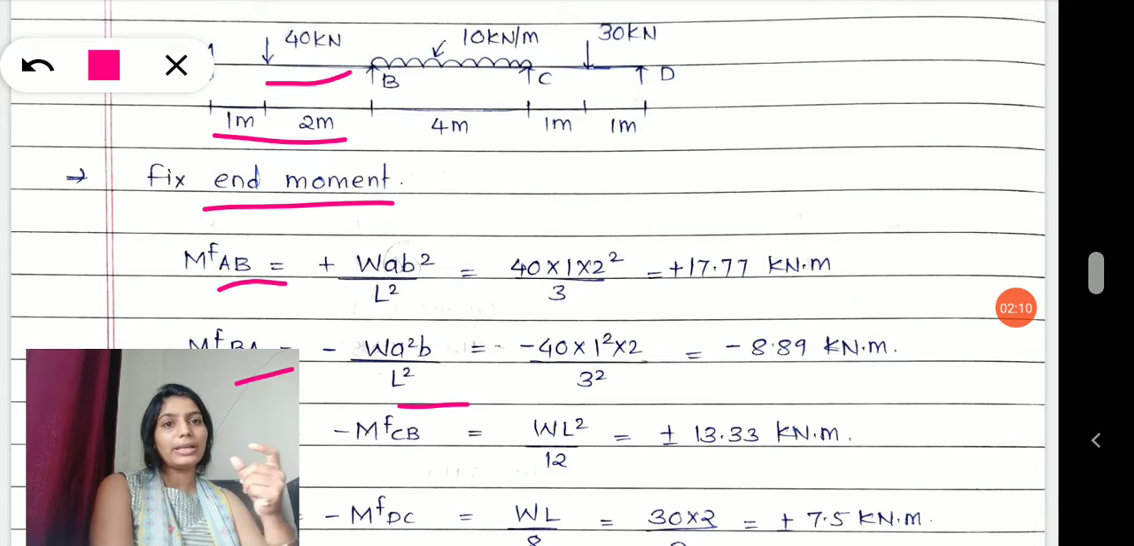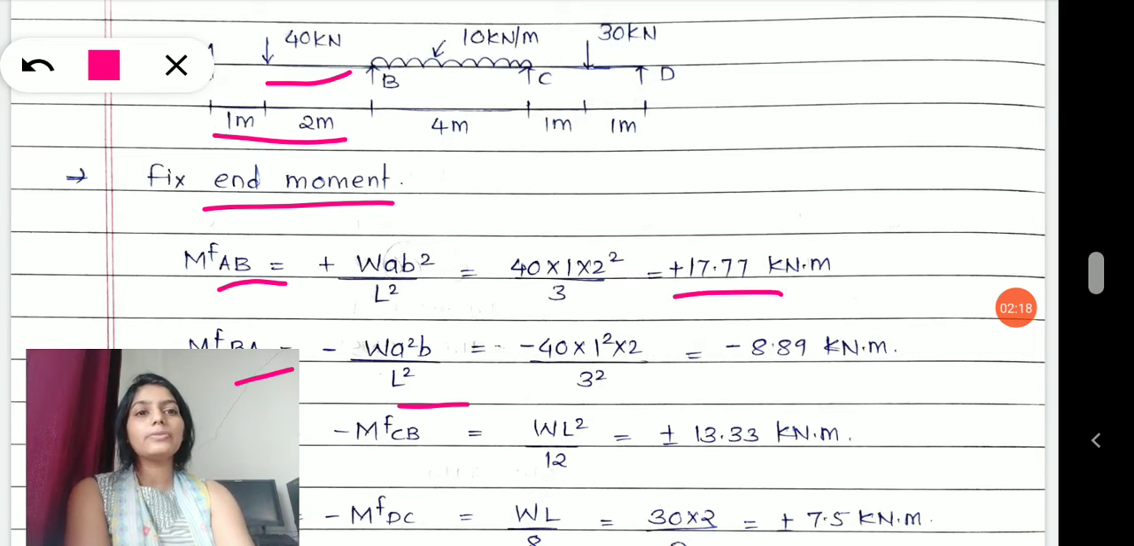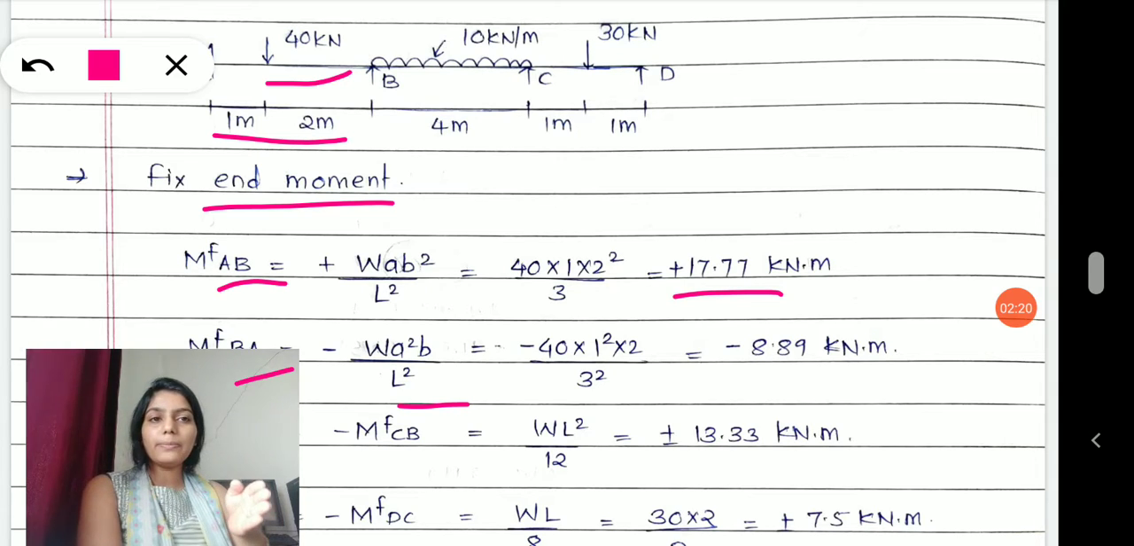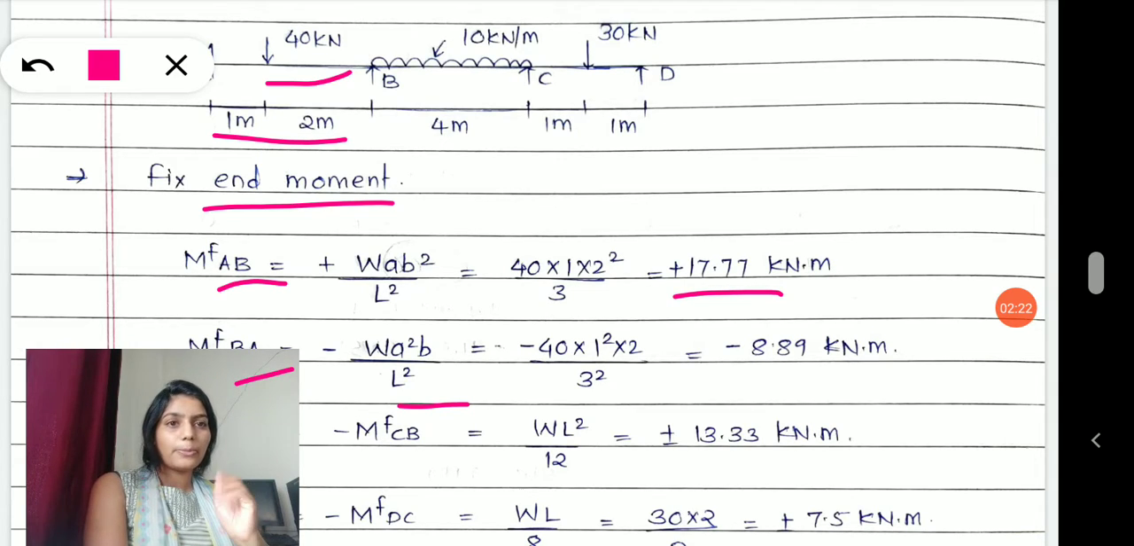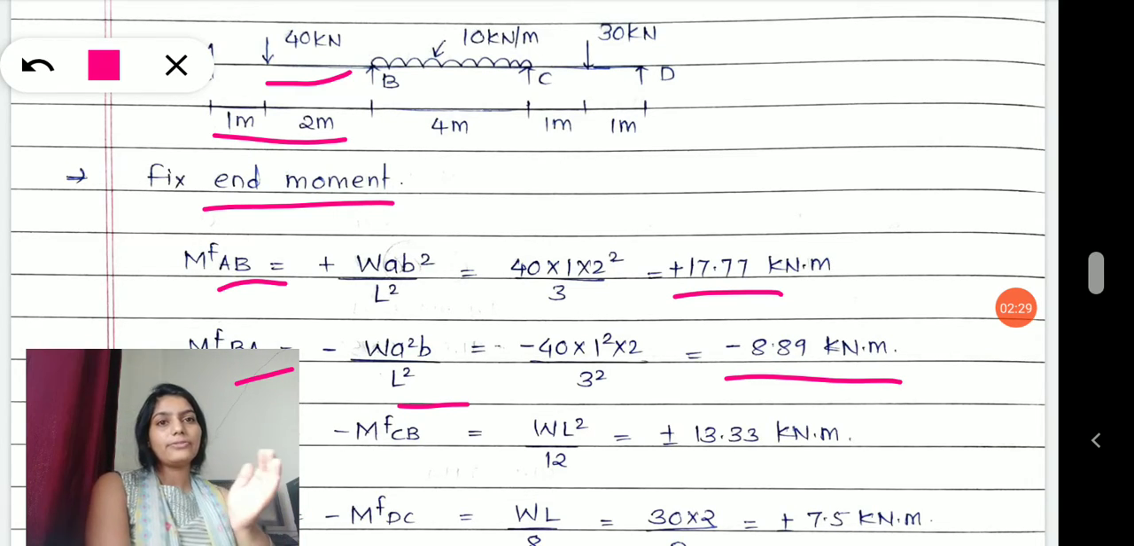Very standard formula with a sign convention. Now put in the intensity and the span length values and solve it. You will get a fixed end moment for span AB of positive 17.77, and negative 8.89 kilonewton meter for span AB from B to A, right?